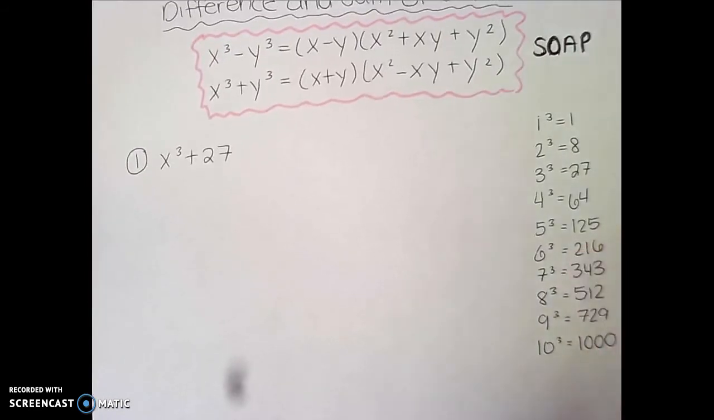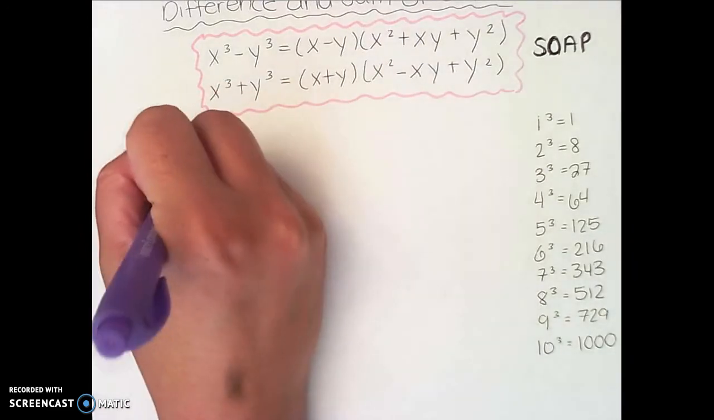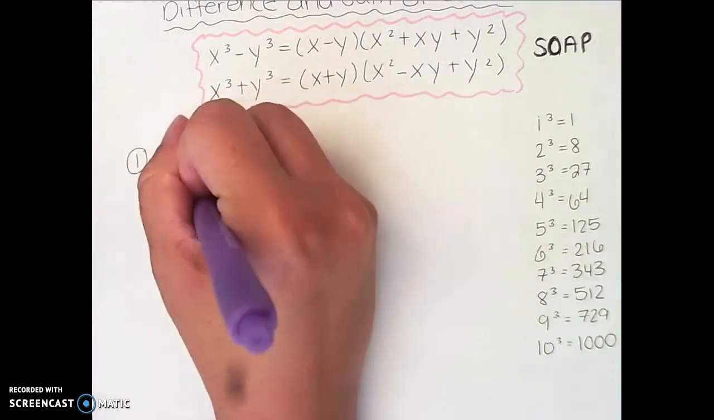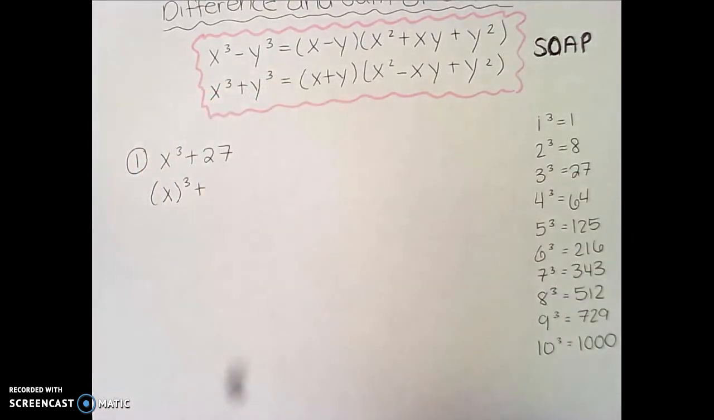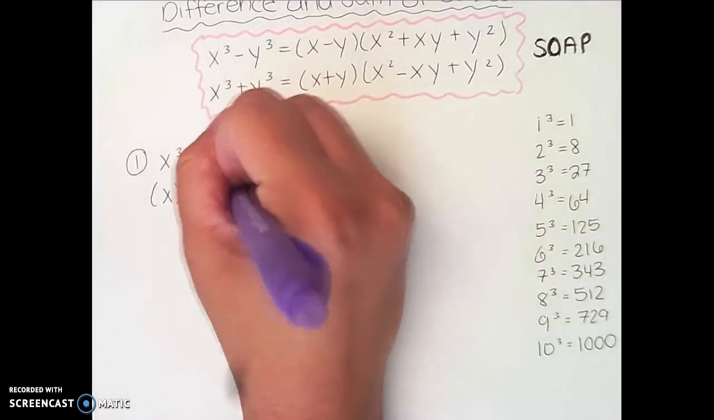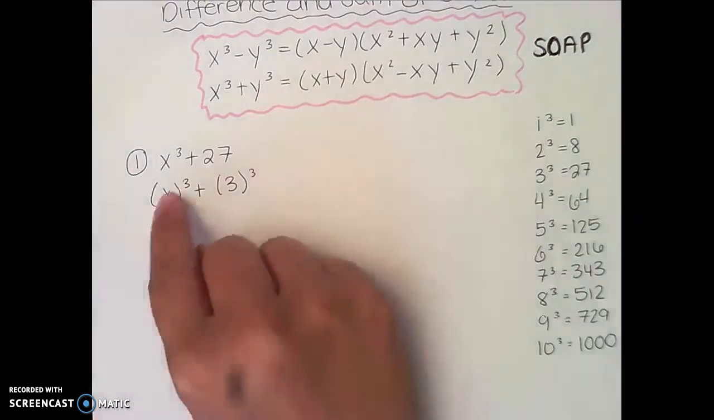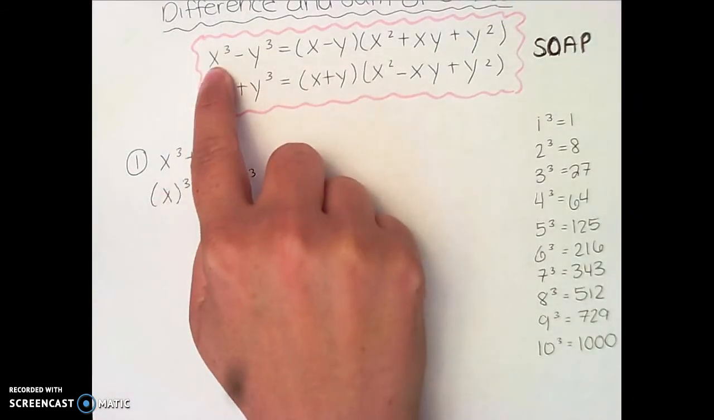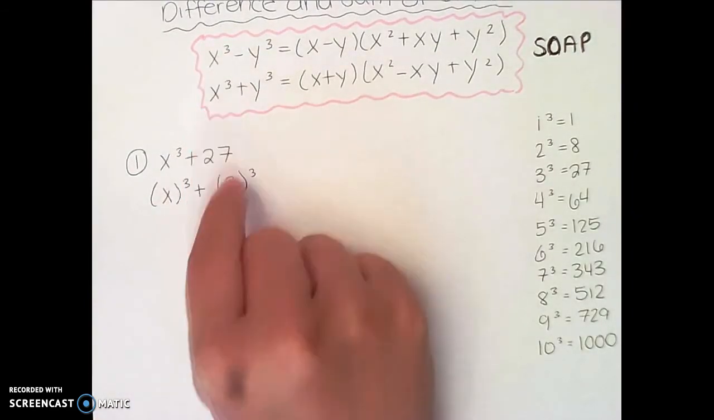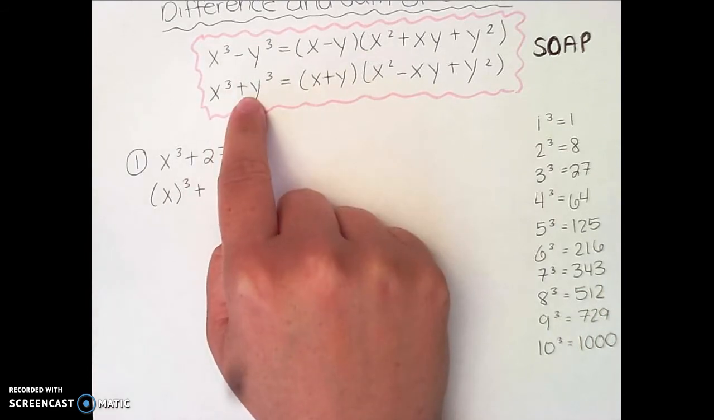Okay, so the first thing that we're going to do that's going to make the problem a whole lot easier is rewrite this as the sum of two numbers being cubed. So obviously the first thing that's being cubed is the x, but I want to rewrite 27 as 3 cubed. And so now this x is going to be the x in my example here, or rather this one. The 3 is the y.